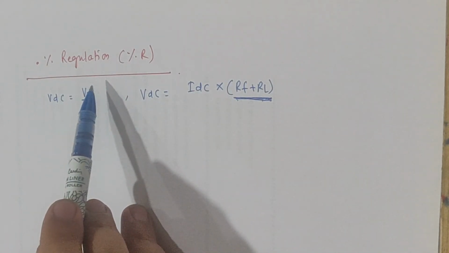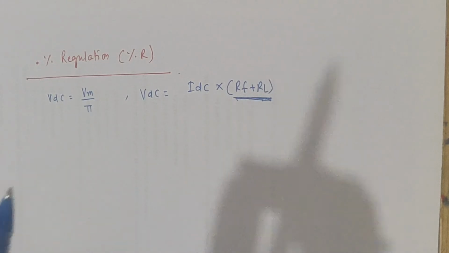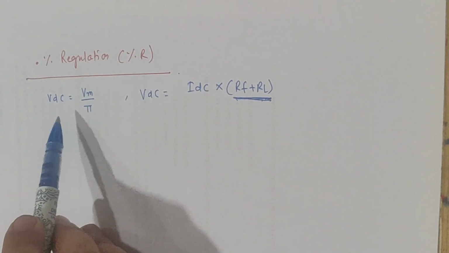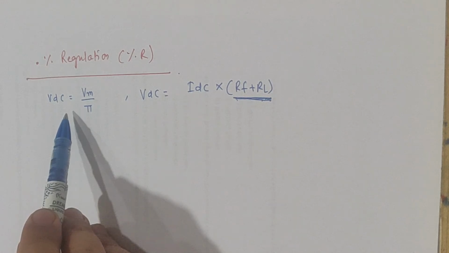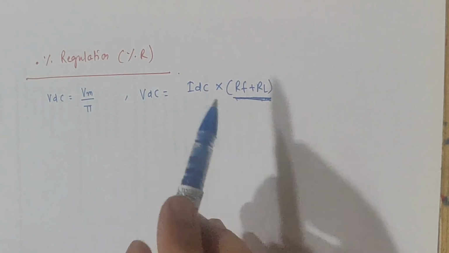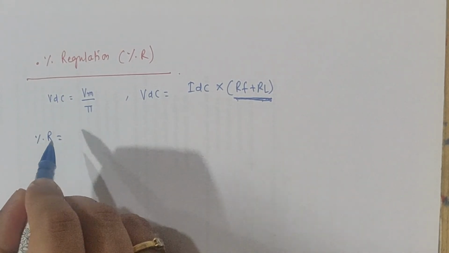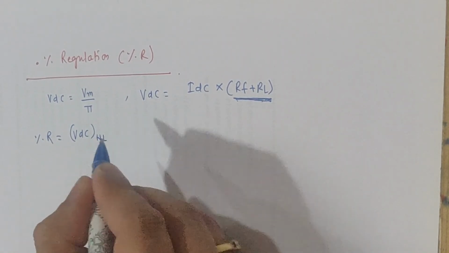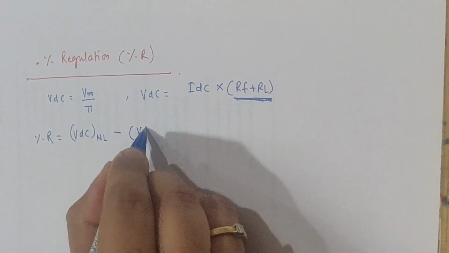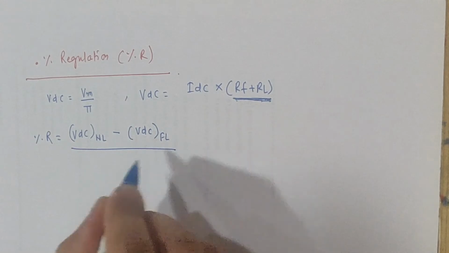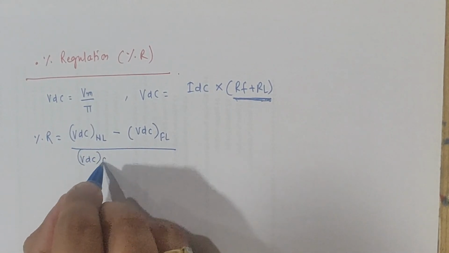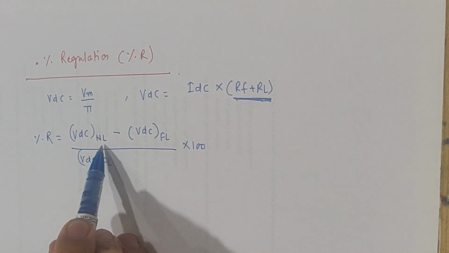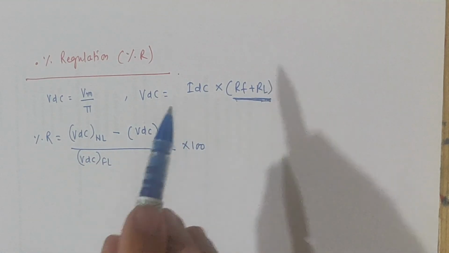So what is the percentage regulation? Percentage regulation is calculating the difference between the no load voltage and the full load voltage. Why no load voltage? Because here we have not used any resistor and here we have used the resistors. So percentage regulation is defined as the ratio of VDC no load minus VDC full load upon VDC full load into 100%. See this, VDC no load where you have not used any load, minus VDC full load where you have used the entire load of the circuit.